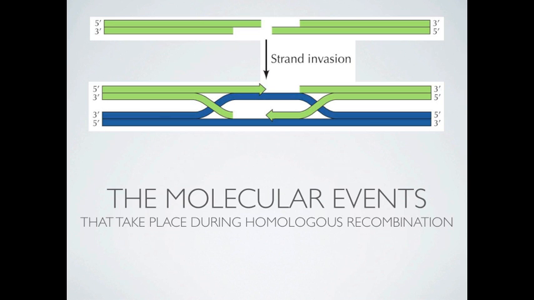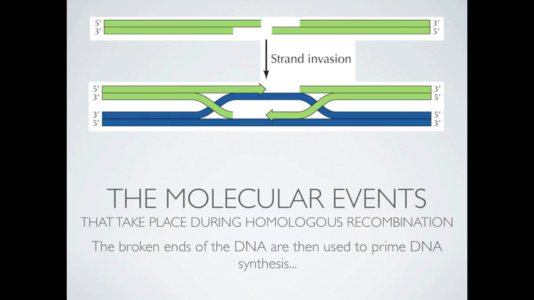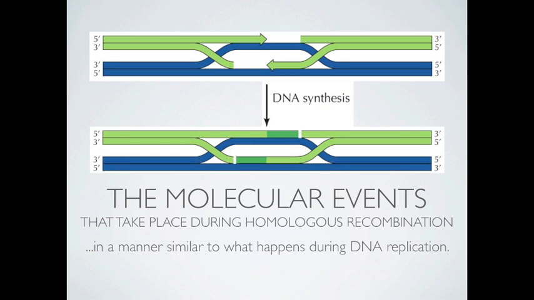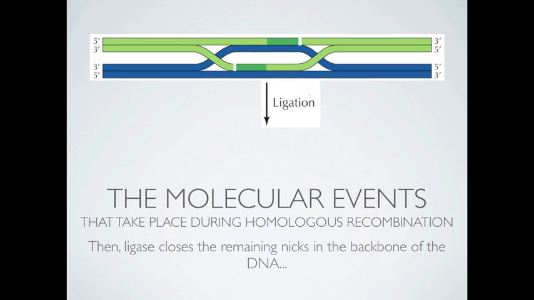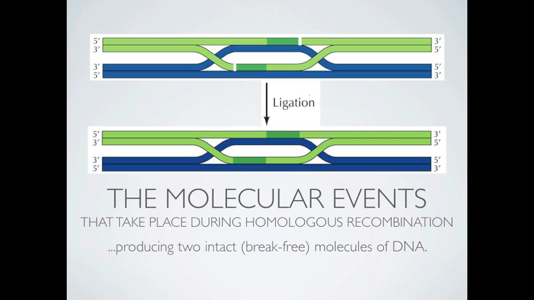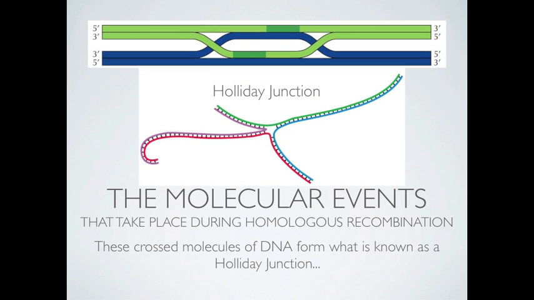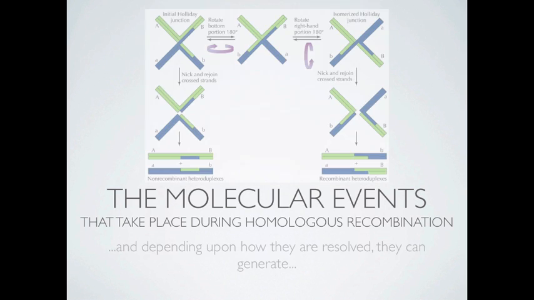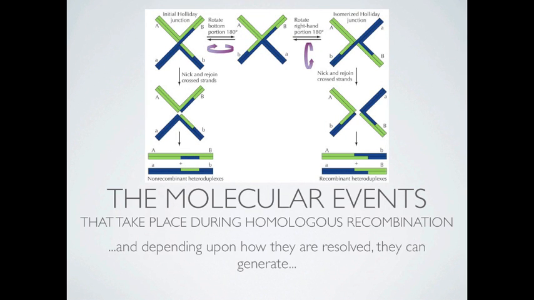The broken ends of the DNA are then used to prime DNA synthesis in a manner similar to what happens during DNA replication. Then, ligase closes the remaining nicks in the backbone of the DNA, producing two intact, break-free molecules of DNA. These crossed molecules of DNA form what is known as a Holliday junction. Holliday junctions are resolved by the action of specific enzymes, and depending upon how they are resolved, they can generate either non-recombinant heteroduplexes or recombinant heteroduplexes.